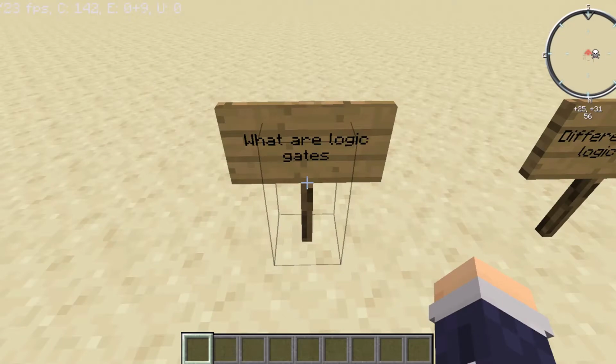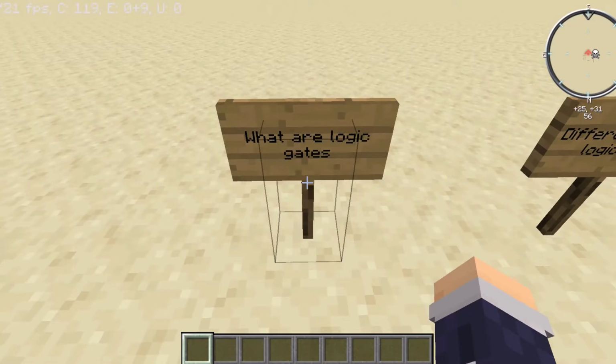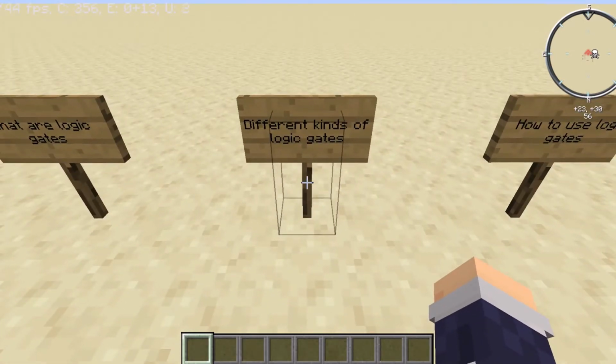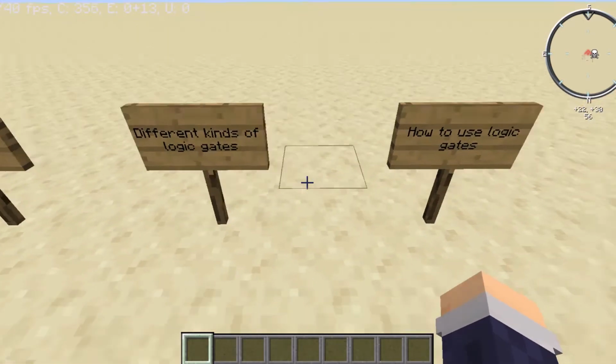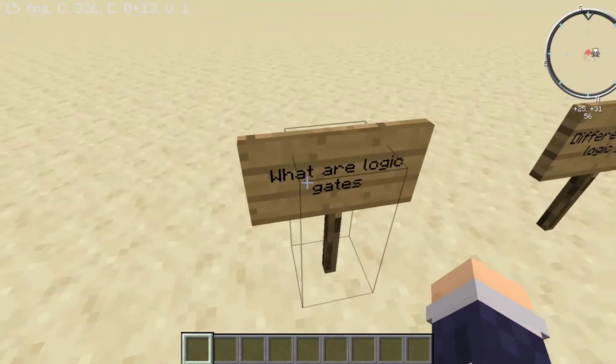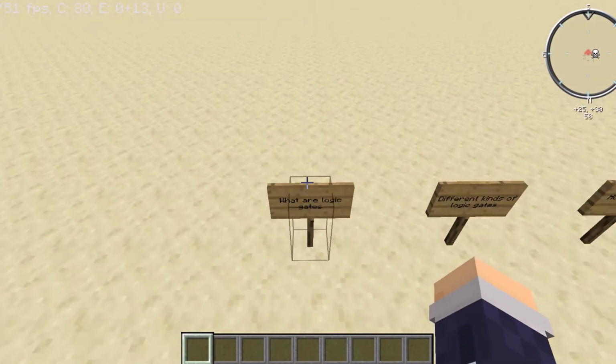Today you will learn three things. First, what are logic gates? Second, what are the different kinds of logic gates? And third, how to use logic gates. First, what are logic gates?